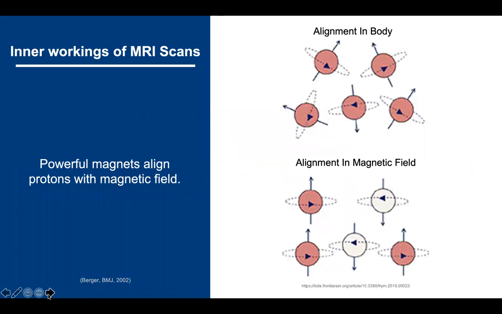Naturally in the body, these protons are aligned randomly. But when the MRI machine introduces a powerful magnet and creates a magnetic field, the rotational axes of these protons align parallel with the magnetic field and create what is called a magnetic vector.